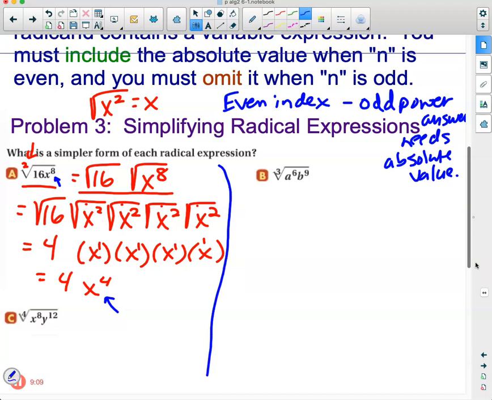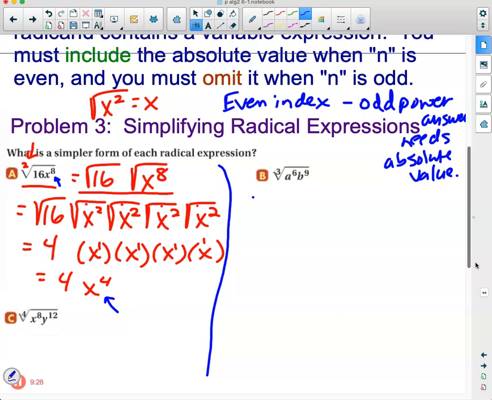So I'm looking at B, and I realize I don't even need to think about the absolute value piece with that one, because that's going to be a cube root. That's odd. If I go back to A and I say, hey, this had an even index, did my answer come out with an odd power? Oh, no, it didn't. It was even. So that's why I didn't need absolute value bars.